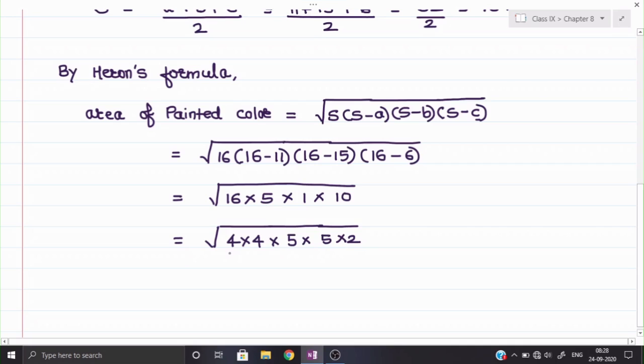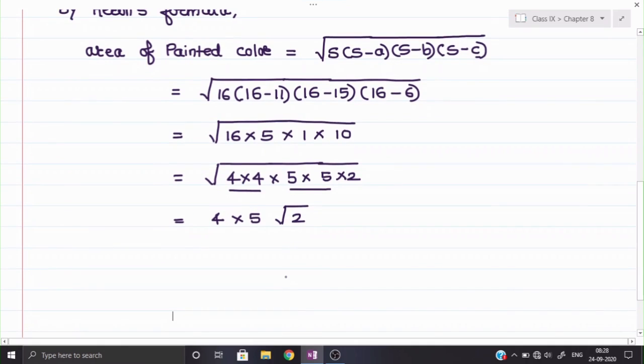Now with the help of that, see, 4 and 4, and 5 and 5 are forming pairs. Those which form a pair will go out. So one pair of 4 is complete, so one 4 is coming out, and one pair of 5 is complete, so one 5 is coming out. Remaining is under root of 2. Now 4 into 5 will be 20. So you can say that my area is 20 under root of 2 square meter.